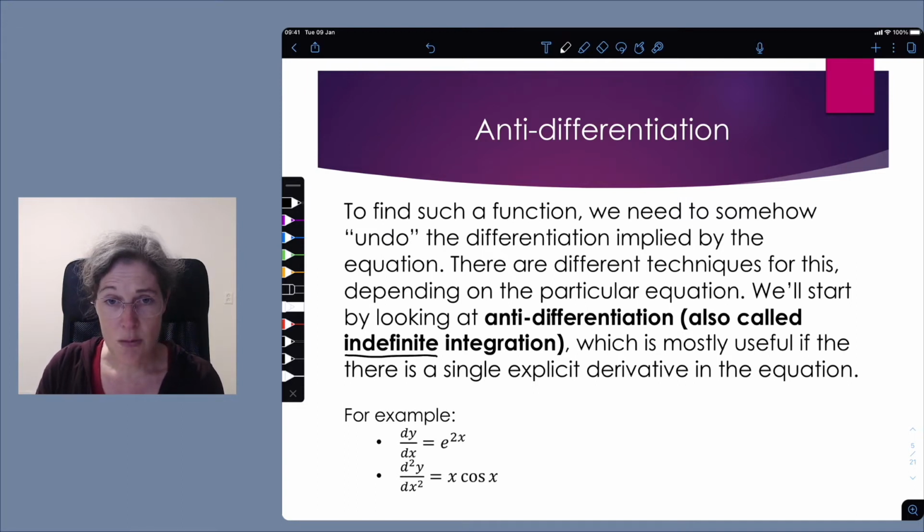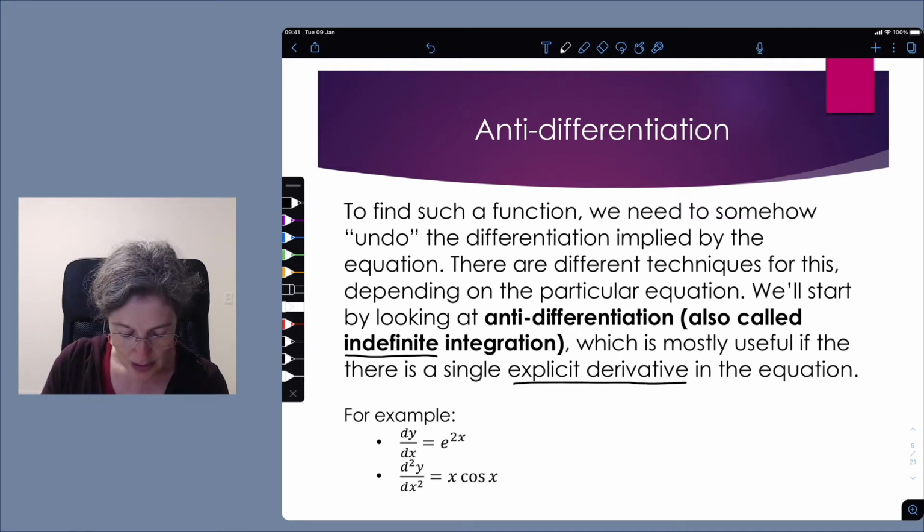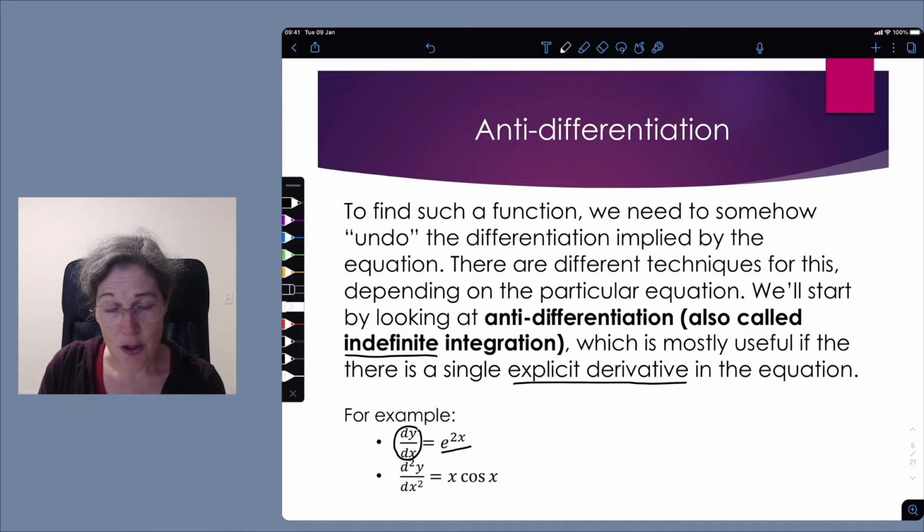So this technique is mostly useful when you've got a single explicit derivative in the equation. So situations like dy by dx is equal to 2x. So here you know that your derivative is an explicit function of the independent variable x. Similarly over here we have a second derivative, but that doesn't matter. Our second derivative is an explicit function of the independent variable x. So those are the kinds of things that we're dealing with.